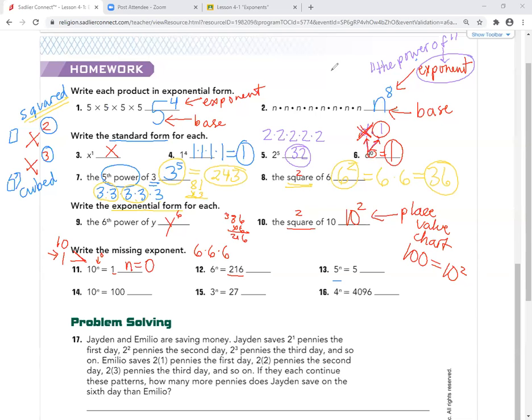So how many copies of 6 did I have? 3. So the n value, the missing exponent value, is 3. 6 to the third power equals 216. Okay. How many copies of 6 caused it to equal 216? How many copies?